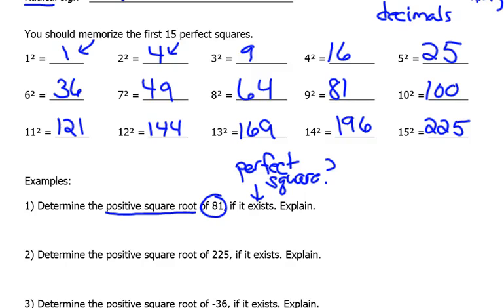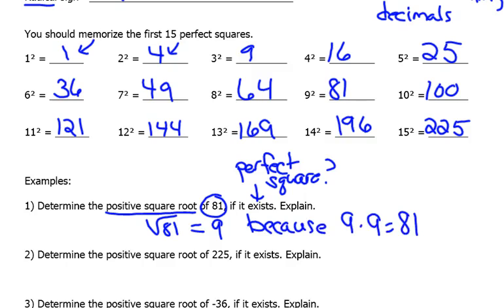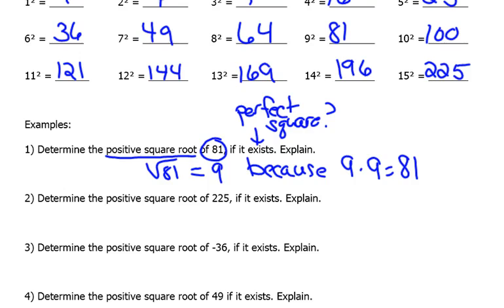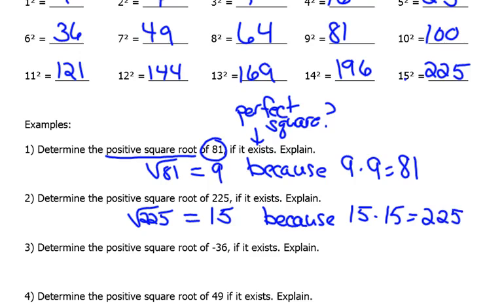So they're saying what times itself gave me 81. Well, if I look up here, 9 squared gave me 81. So the positive square root of 81 is 9. Why? Because 9 times 9 gave me 81. So that's your reasoning. Determine the positive square root of 225. Well, the square root of 225 was 15. The reason? Because 15 times 15 was 225.